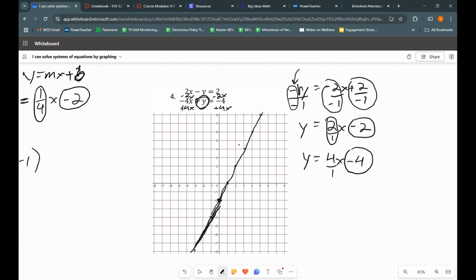Here we have our y-intercept of negative 4 and our slope of 4 over 1. So we're going to go up 4 and right 1, up 4 and right 1. That gives us this line right here. And we can see that our intersection point happens right there. So the ordered pair for that is 1 and 0. That's our final solution for this quiz, and we are done.